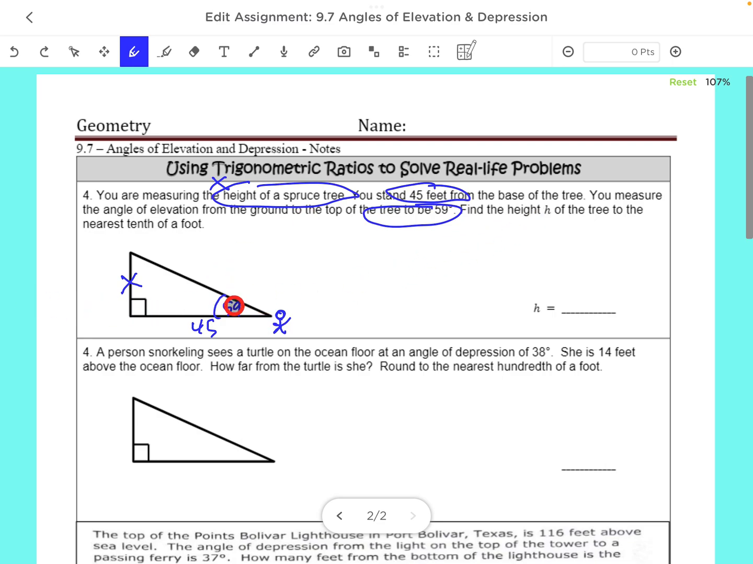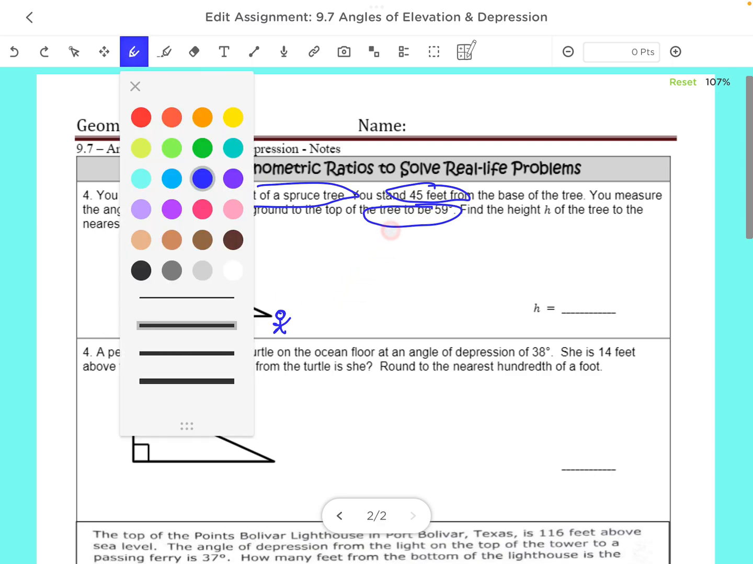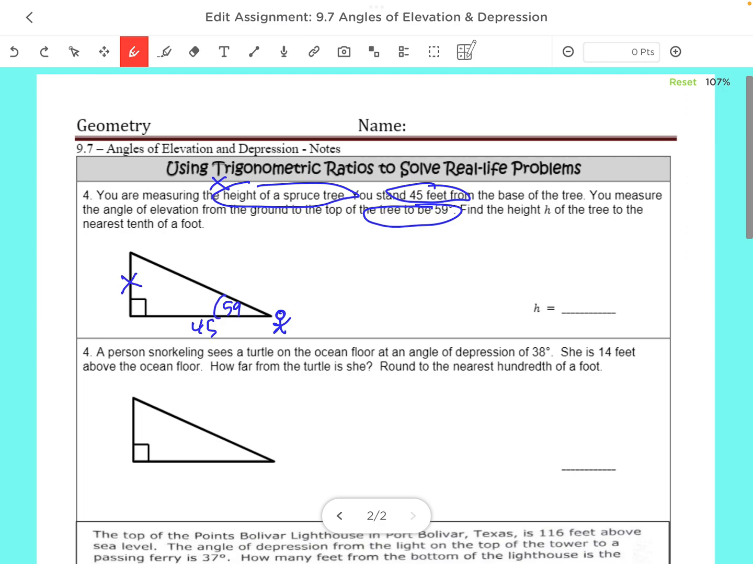Okay, so from this perspective, let's go ahead and label those sides, right? That's going to be the opposite. That's the hypotenuse, right? Opposite and then adjacent. So what are we working with? We're working with the opposite side and the adjacent. So we're going to think TOA, right? Opposite over adjacent. So the tangent of 59 degrees is equal to the ratio of opposite over adjacent, so x over 45.